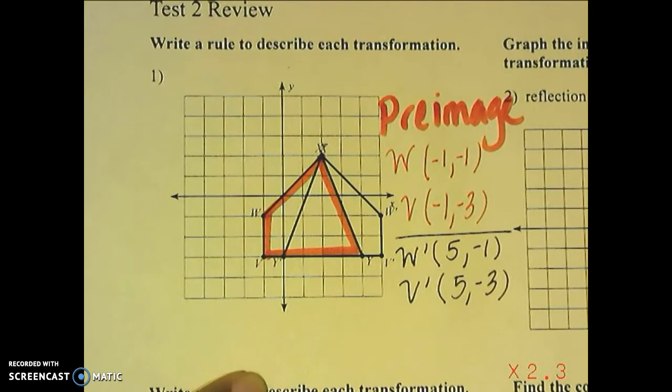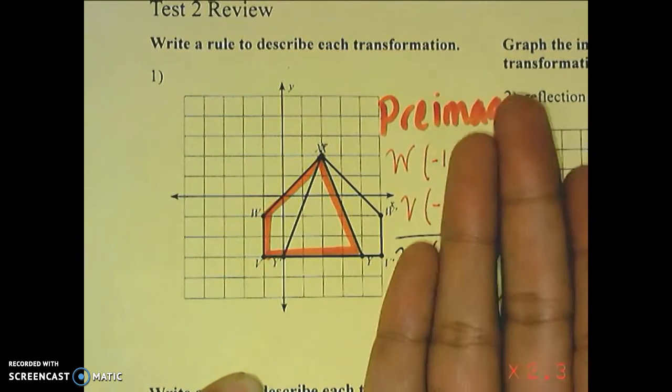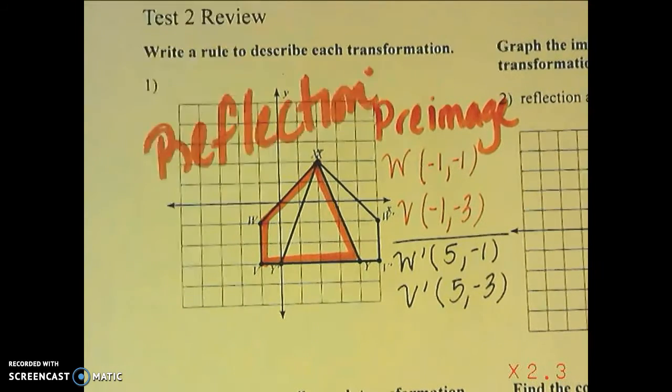Now what I'm hoping you can see is that the transformation is a reflection. It's not a rotation because none of the points switched orientation, rotated, turned any kind of way. WV was on the left and now WV is on the right. So what I'm hoping you can see is that this is actually a reflection.